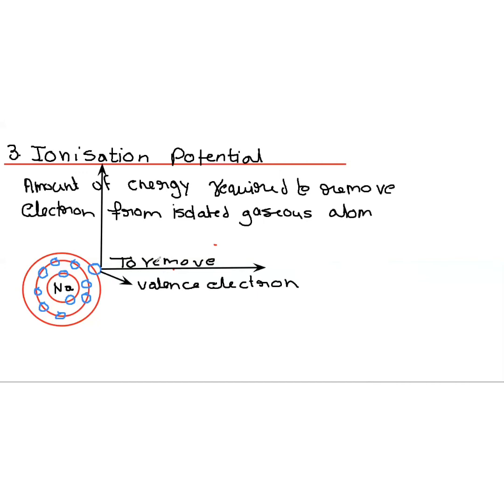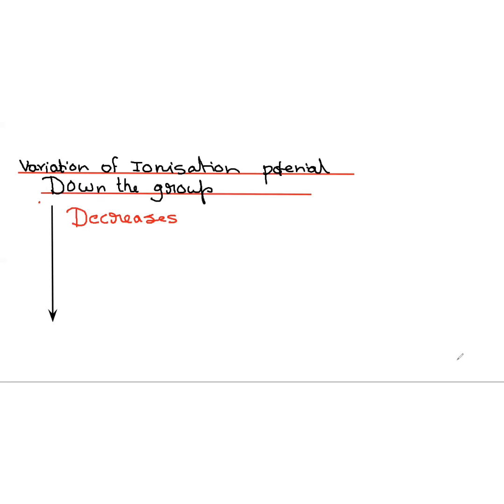So when that electron gets that much amount of energy so that it can overcome the nuclear force, it will be removed from the outermost shell. The energy which is required at that time is known as ionization potential. For this, the atom is required to be in the isolated gaseous form. Only then is the electron going to be removed from the outermost shell. So the amount of energy required to remove an electron from an isolated gaseous atom is known as ionization potential.